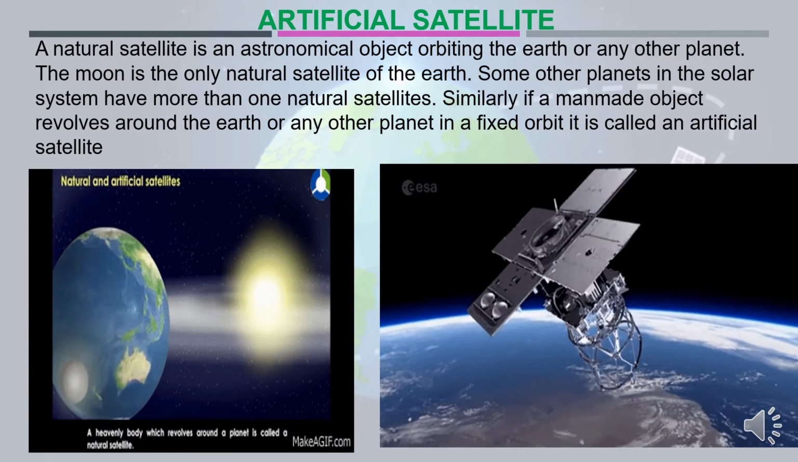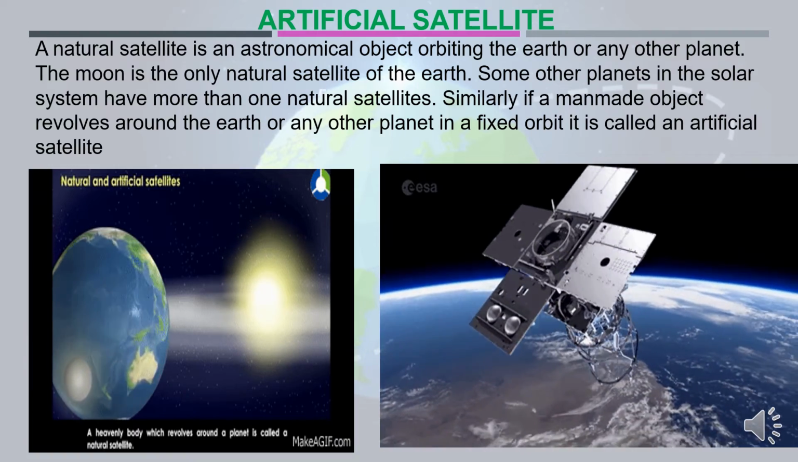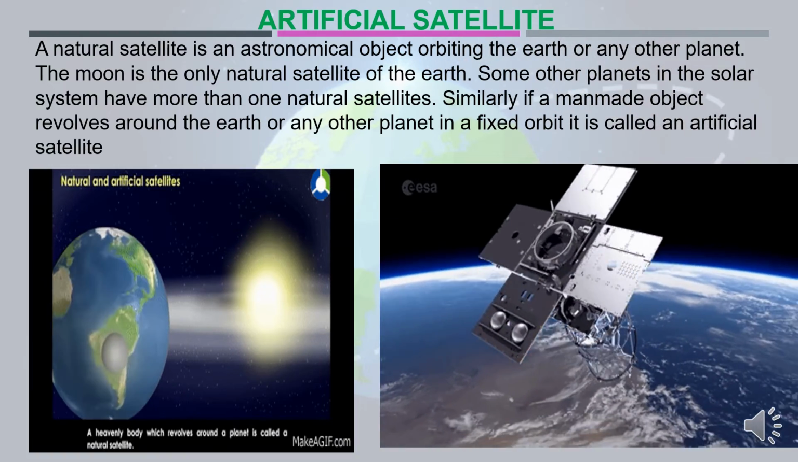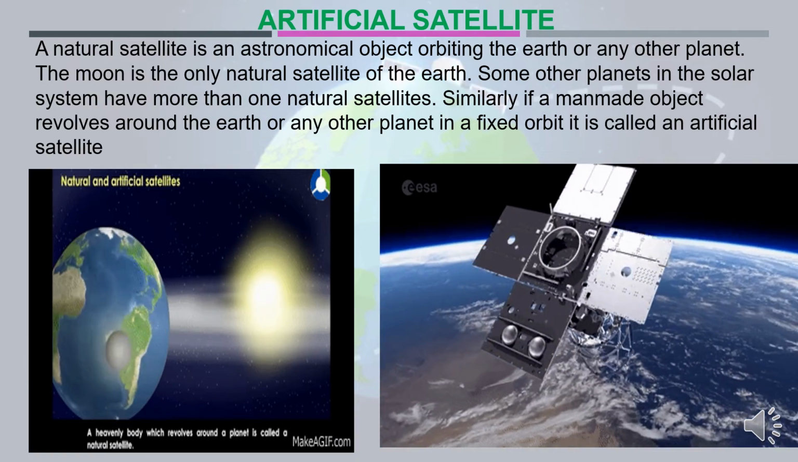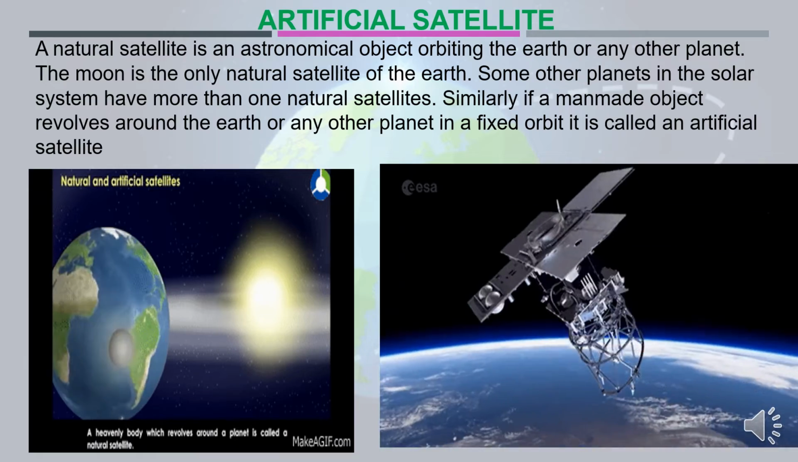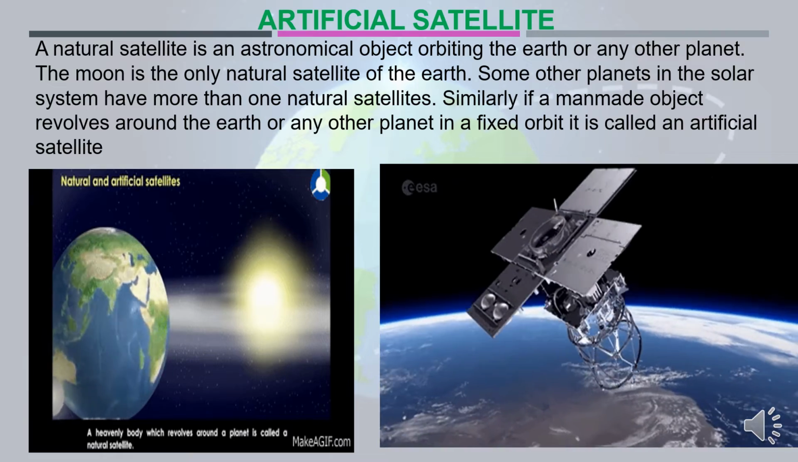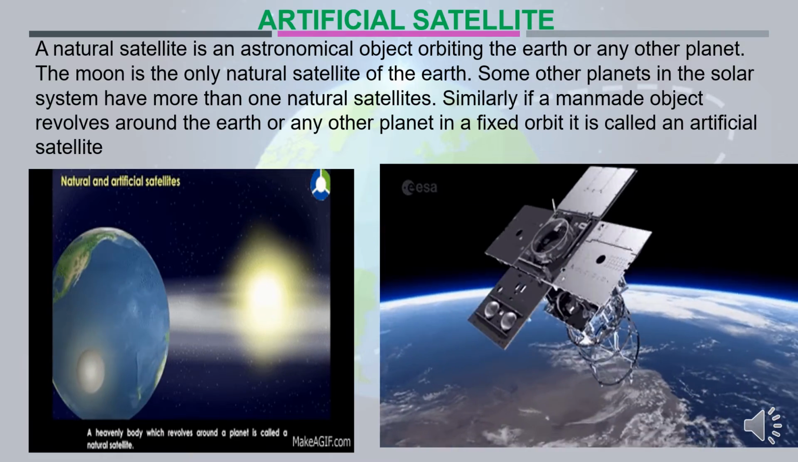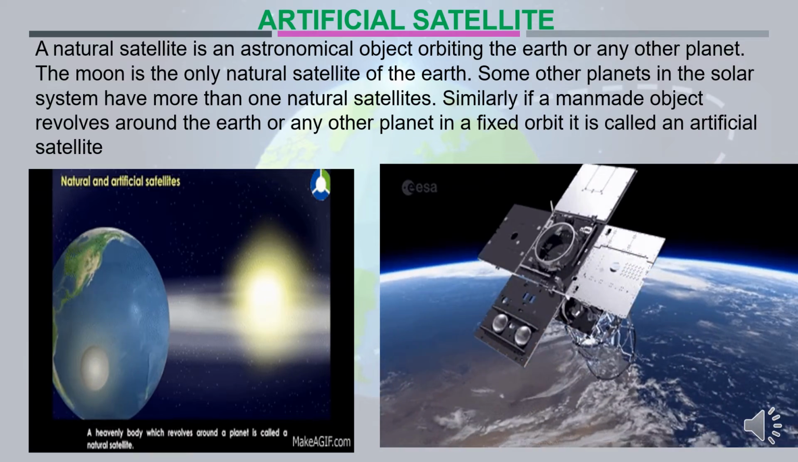Similarly, if a man-made object revolves around the Earth or any other planet in a fixed orbit, it is called an artificial satellite. So, हमारा मून जो है वो नेचुरली एक सैटेलाइट प्रेजेंट है जो एक पर्टिकुलर ऑर्बिट में घूमता ही रहता है हमारे अर्थ के आसपास. बट अपार्ट फ्रॉम दैट, अगर कोई मेड आइटम को हम लोग अर्थ के बाहर या फिर किसी और प्लैनेट पे भेज रहे हैं और वो वहां पर रोटेट हो रहा है बराबर तरीके से in a fixed orbit, then those objects are called satellites.